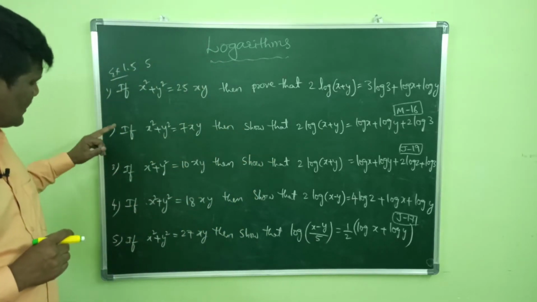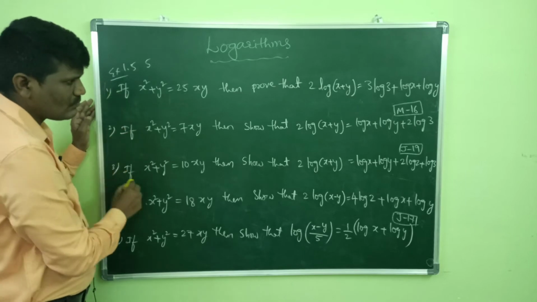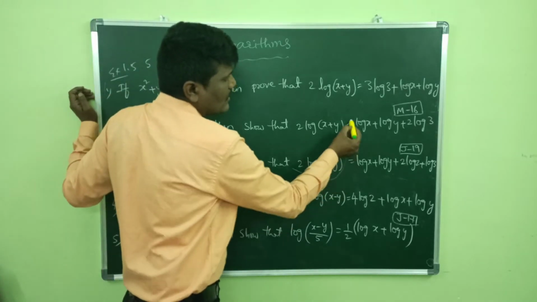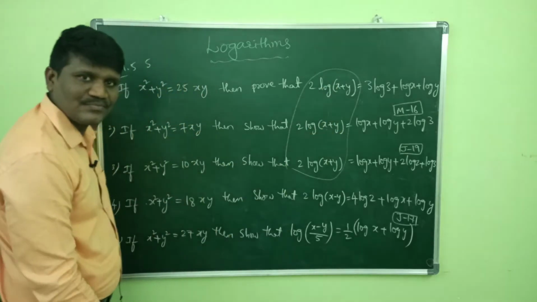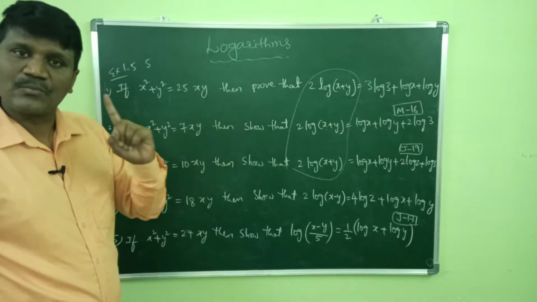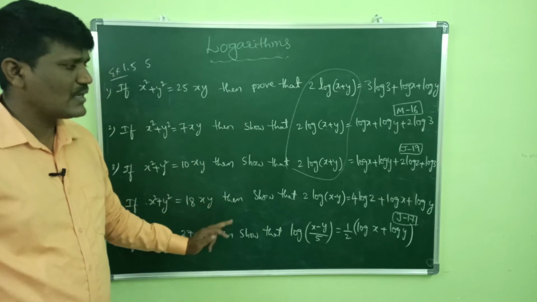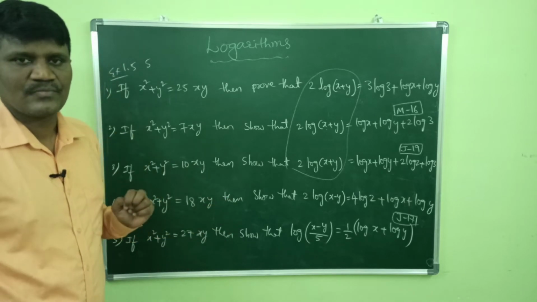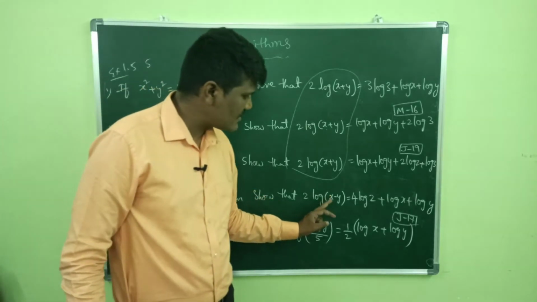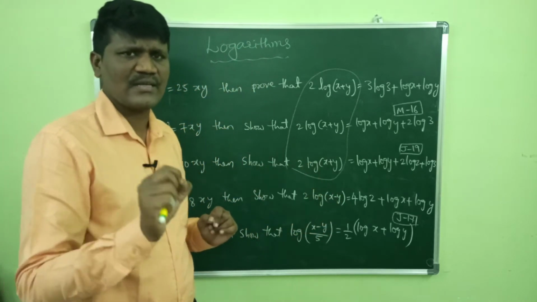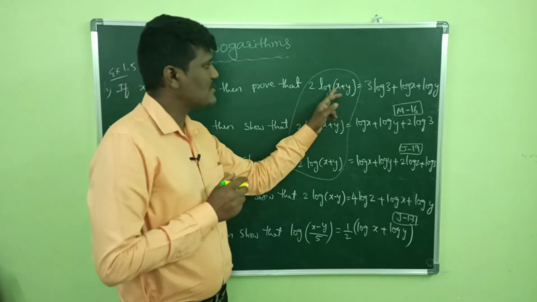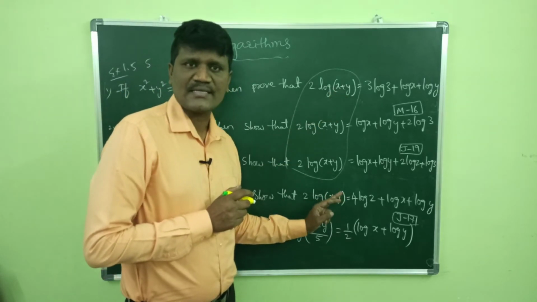So now let us see from these 3. All are same. See, 2 log of x plus y, 2 log of x plus y, 2 log of x plus y. So out of these 3, let us see one problem, and out of these 2, let us see one problem. Okay. So here the only difference is x minus y. The process remains same. The only difference is it is x plus y and it is x minus y.